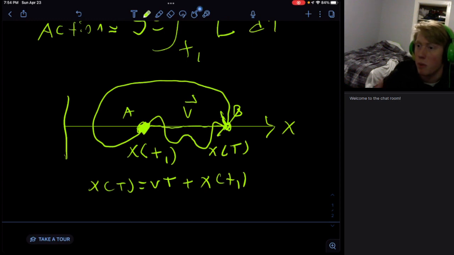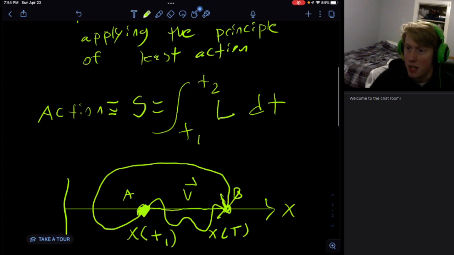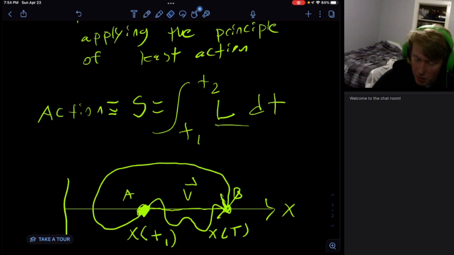Or in what we would call the least amount of action. So action conceptually is not really work. I guess you could think of it as work integrated over time, maybe, because L does have units of energy. So we're basically saying how much energy does the system have, and then integrating that over time.